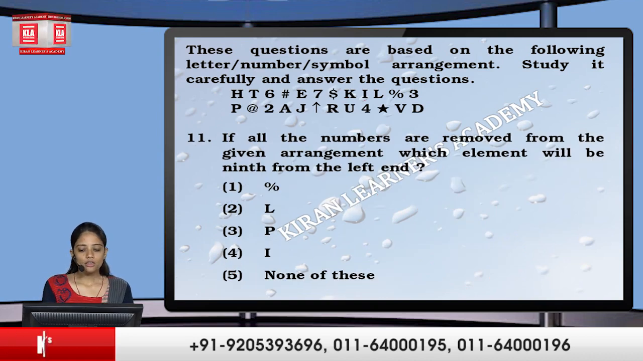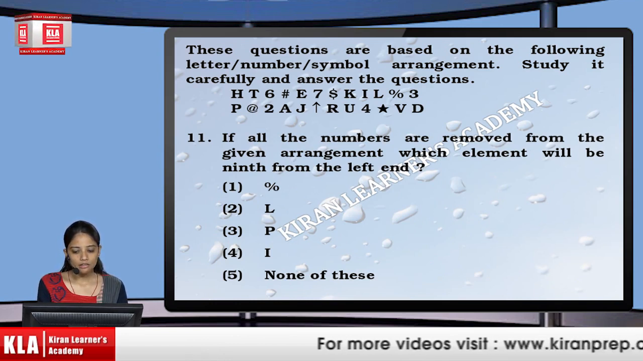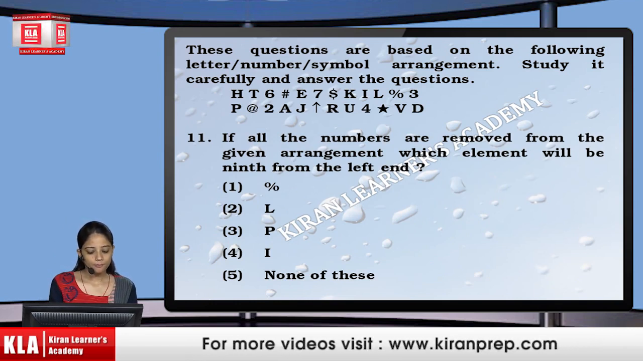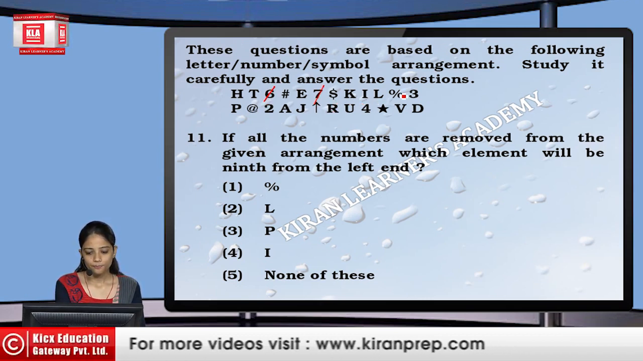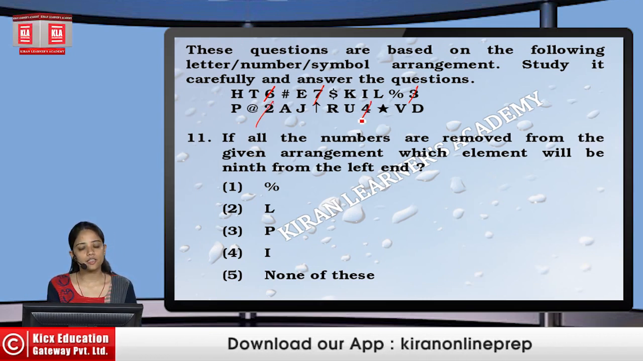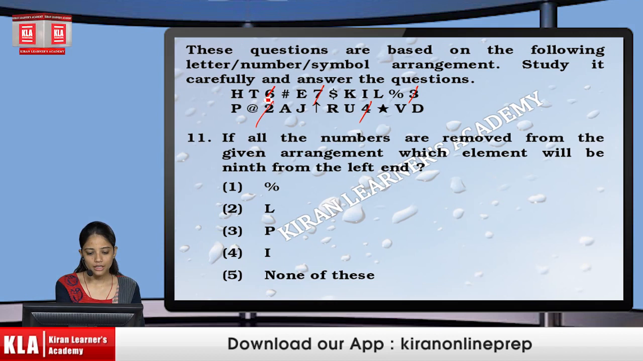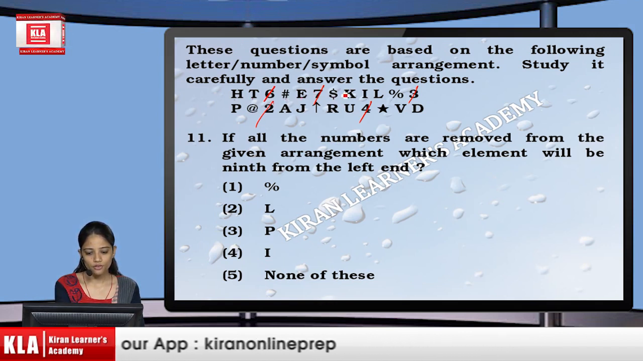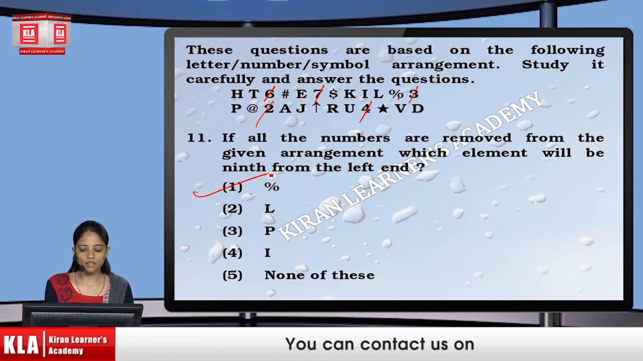Next we have, if all the numbers are removed from the given arrangement, which element will be 9th from the left end? So accordingly, what arrangement we get, this number is eliminated, this is gone, this is not there, this is not there. We have to remove all the numbers. So this is the arrangement we are left with, and we have to calculate the 9th from the left end. So if we count from the left, we have 4, 5th, 6th, 7th, 8th and 9th. So the answer will be the first, that is percentage.